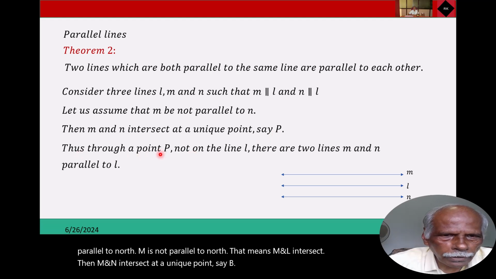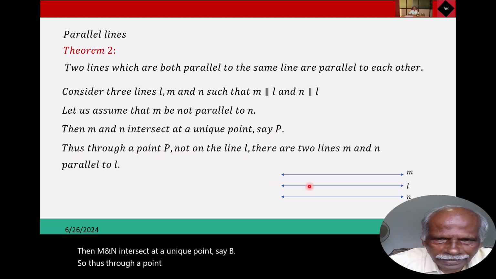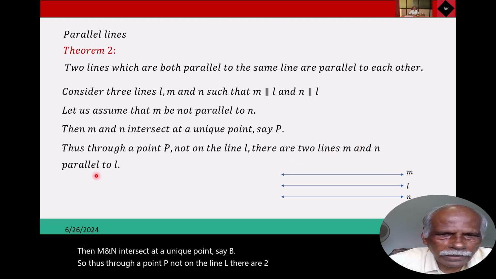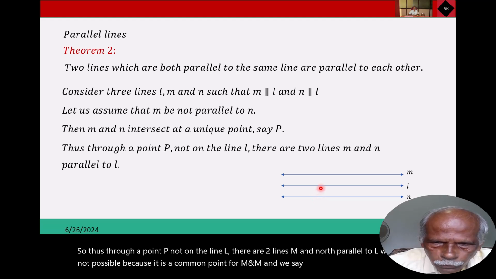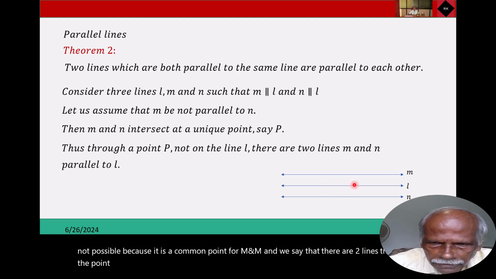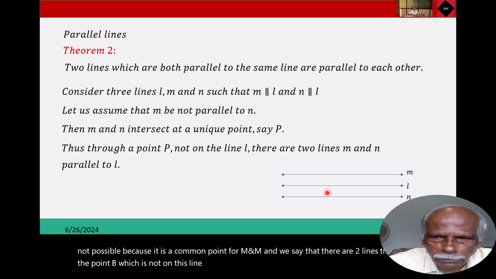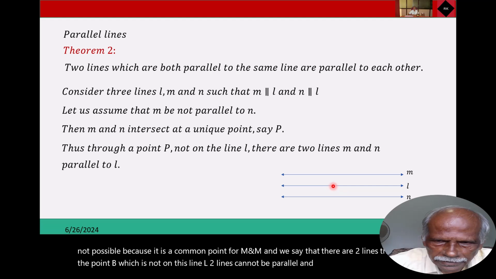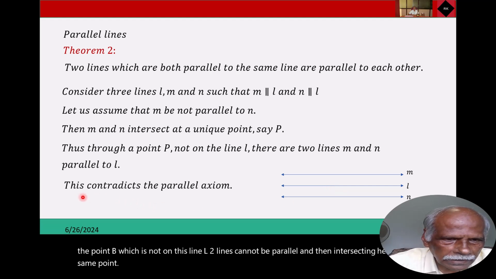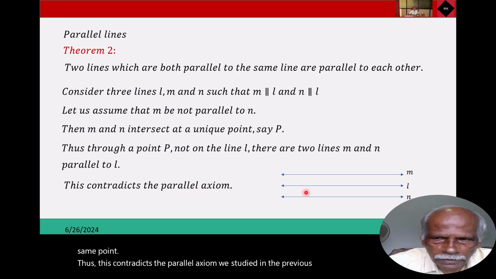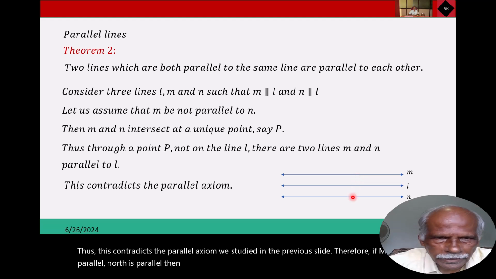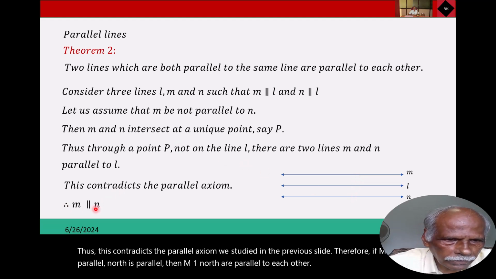So through a point P, not on the line L, there are two lines M and N parallel to L, which is not possible because P is a common point for M and N. And we say that there are two lines through the point P, which is not on this line L. Two lines cannot be parallel and then intersecting at the same point. Thus, this contradicts the parallel axiom we studied in the previous slide. Therefore, if M is parallel to L, and N is parallel to L, then M and N are parallel to each other.